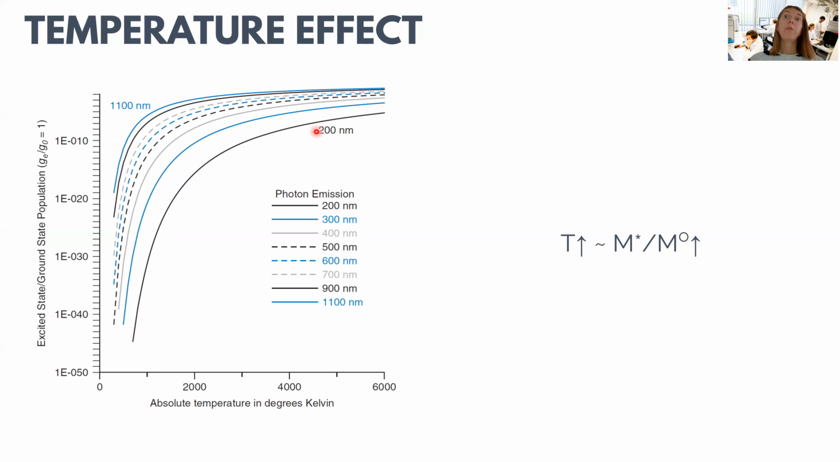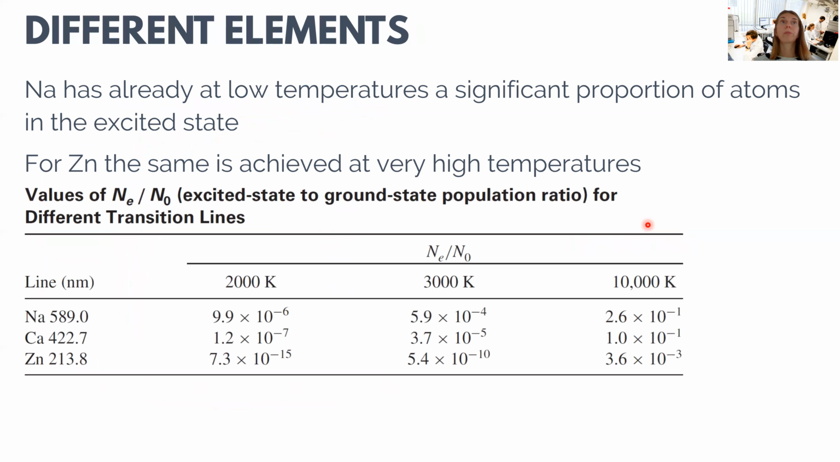And generally, we can of course say that the higher the temperature, the more we have the excited state in our media where we do our measurements. So this means that to get better sensitivity, to get more ions in the excited state, we have to increase the temperature of the source where we do our measurements.